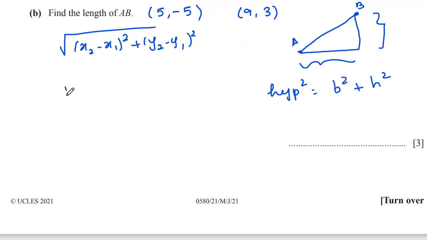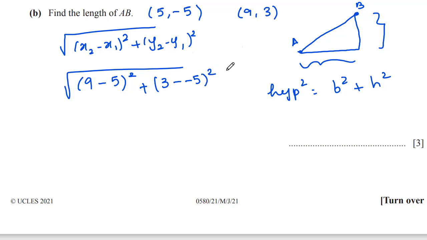So what are we going to do? This is 5 minus 9, but you can change the point. Here I have this as point 2, so I'll write 9 minus 5. Even if you change, there is no problem. If you're taking x1 from this point, then y1 should also be from this one; you should be conscious about that. So (9 minus 5) the whole square plus (3 minus minus 5) the whole square.